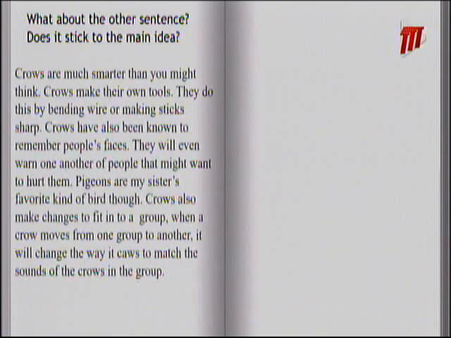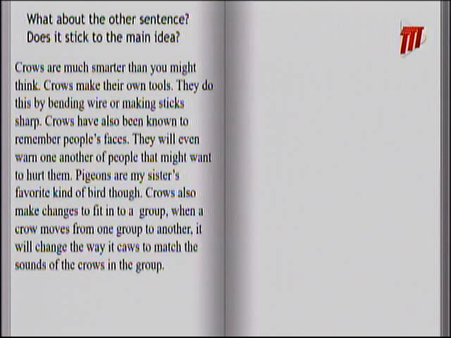So what about the other sentence in the piece now? Let's see if it sticks to the main idea. So the other sentence would be down at the bottom. It would be, crows also make changes to fit into a group. When the crow moves from one group to another, it will change the way it caws to match the songs of the crows in the group.